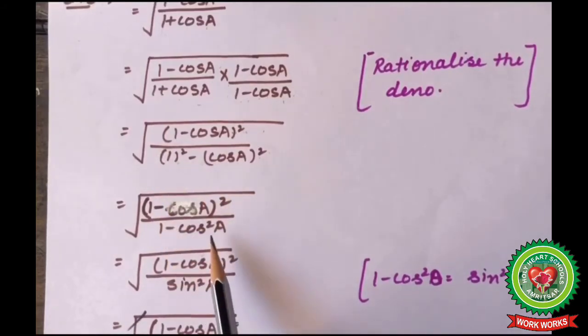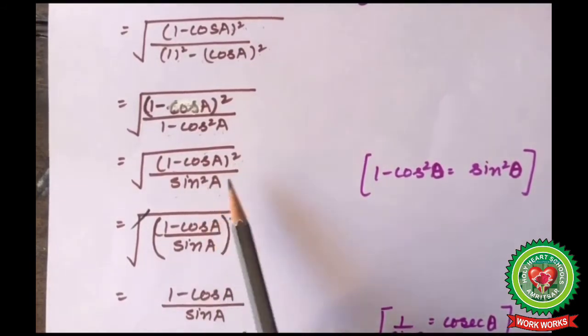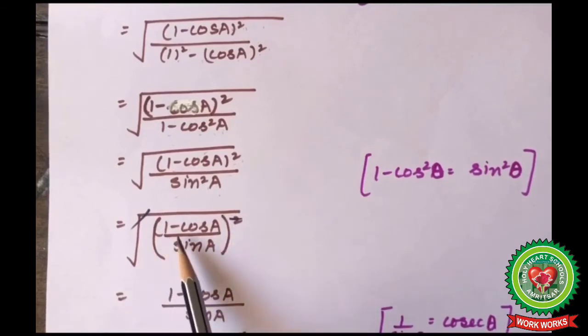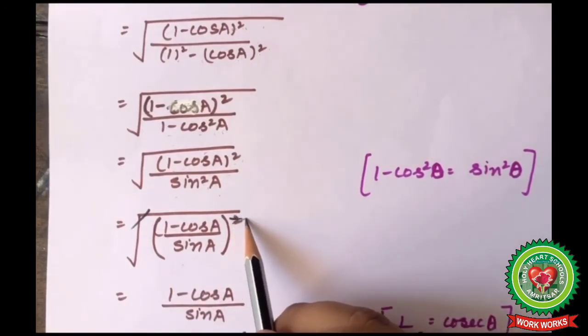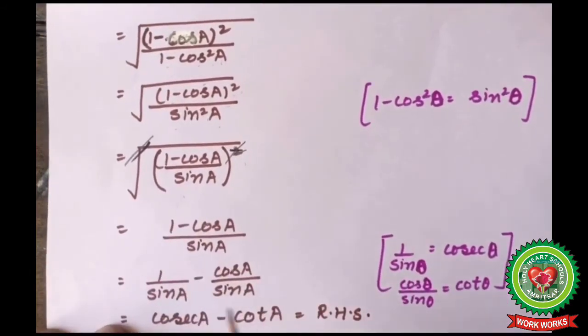Now what is 1 minus cos square A equal to? 1 minus cos square A is equal to sine square A. So now we are going to rewrite the statement as square root of (1 minus cos A) whole square upon sine square A. Now we are going to take the square from the numerator and denominator common. On taking out the square common, we'll get square root of (1 minus cos A upon sine A) whole square. Now this square and this square root will get cancelled out, and we get 1 minus cos A upon sine A.